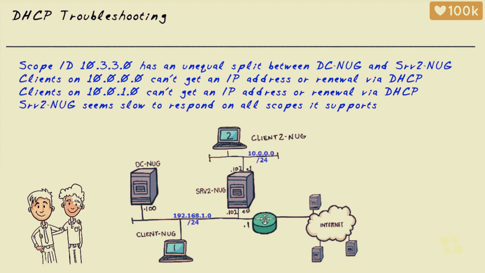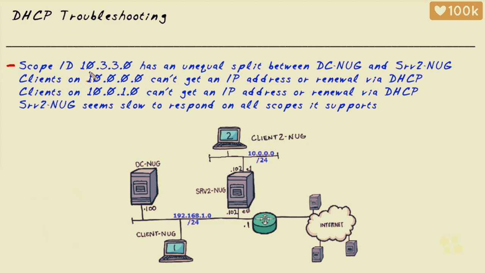For this troubleshooting scenario that you and I get to walk through together, I'd like you to imagine that we've been hired by a company and they want us to assist them in resolving some DHCP related issues. And so they hand us a list, and here it is. They say that scope 10.3.3 has an unequal split between DCNUG and server 2. That's this guy and this guy.